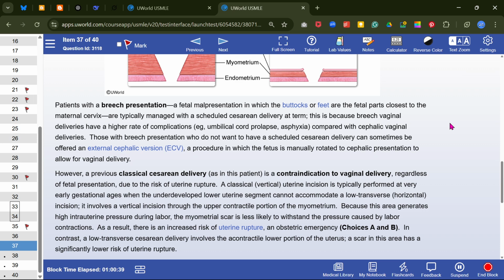In contrast, a low transverse cesarean delivery involves the noncontractile lower portion of the uterus, with a scar in that area, and has a significantly lower risk of uterine rupture.